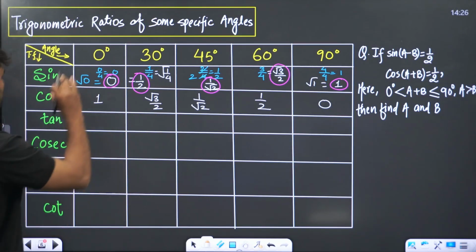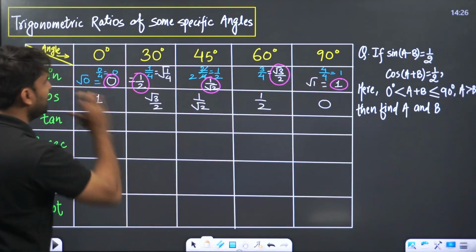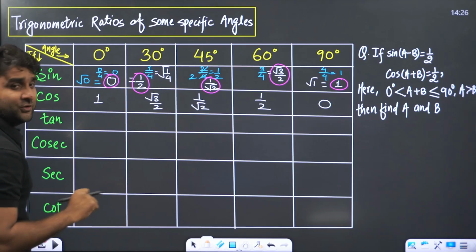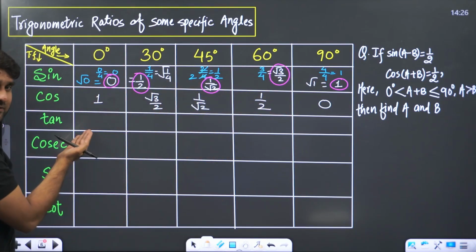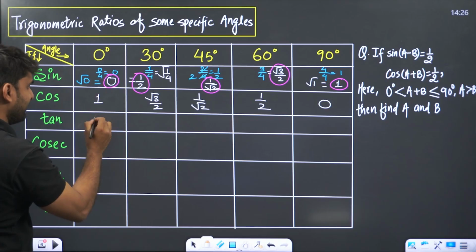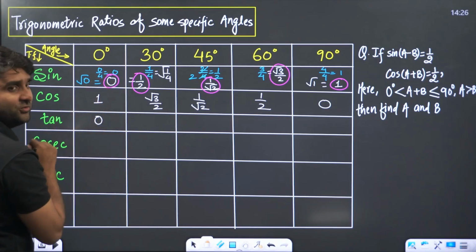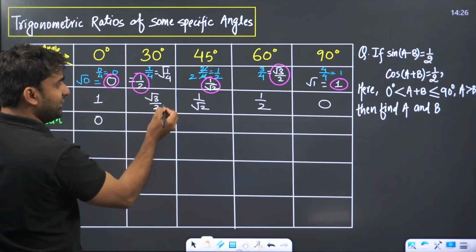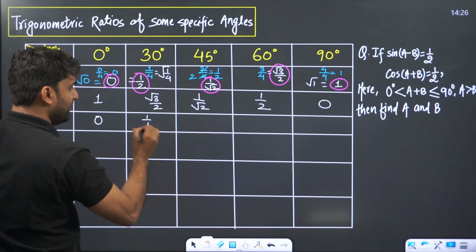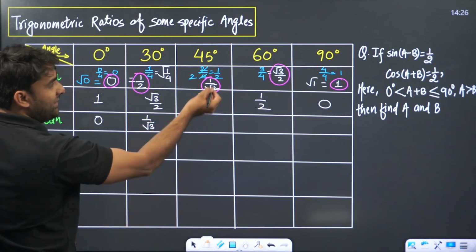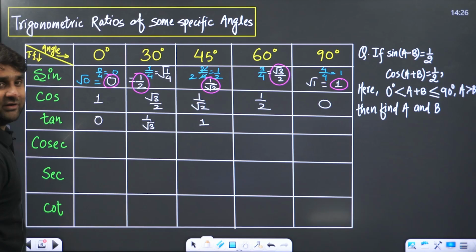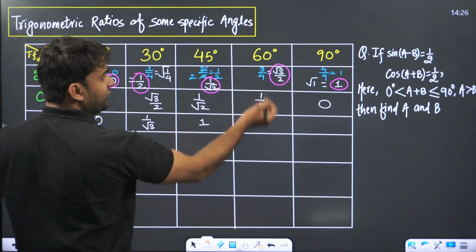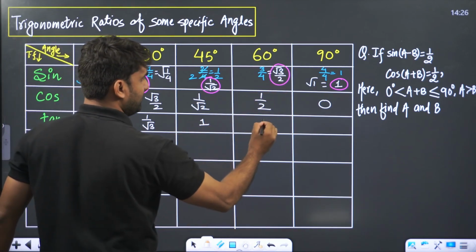Why? Because we have these values for sine and these values for cos. So if we divide the first row by the second row, we can get tan. So 0 divided by 1 will be 0, so tan 0 is 0. 1 by 2 divided by root 3 by 2, the 2 cancels, so we have 1 by root 3. 1 by root 2 divided by 1 by root 2, both are similar, so this will be 1, tan 45 is 1. Root 3 by 2 divided by 1 by 2, the 2 cancels, so this will be root 3.